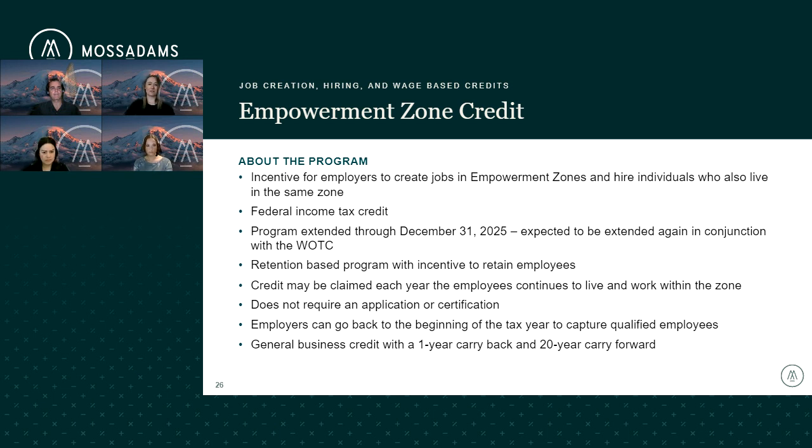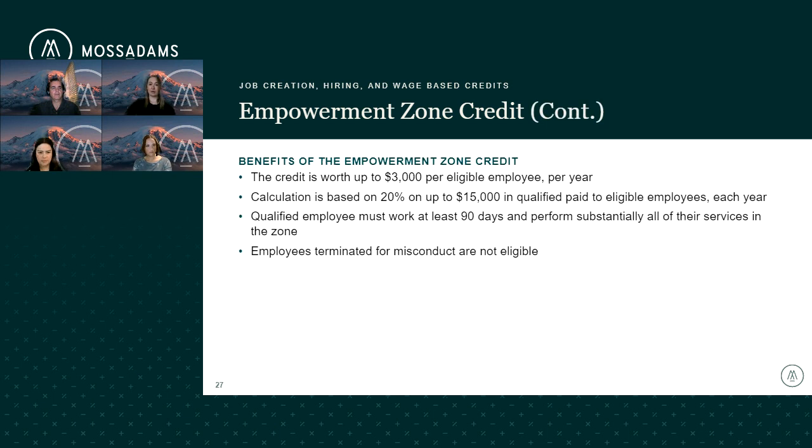And the size of the zones can really differ. In some jurisdictions, it could just be a couple of city blocks. In others, it could be a few mile radiuses. It just really depends on the jurisdiction and what's been declared a federal empowerment zone. The nice thing about the Empowerment Zone program is once you've hired a qualified individual, as long as they continue to live in the zone and continue to provide the majority of their services at a location in the zone, a business can continue to take the credit on that individual each year that they continue to meet those requirements.